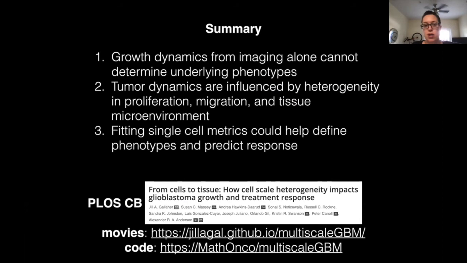So just to summarize, some of the main points is that these growth dynamics from imaging alone, you can't use these to determine the underlying phenotypes. They're useful, but tumor dynamics are also influenced by heterogeneity and proliferation, migration, and the microenvironment. And so being able to fit single cell metrics could also help define these phenotypes and help predict response. So we're looking for ways to scale that up into something usable for human disease.